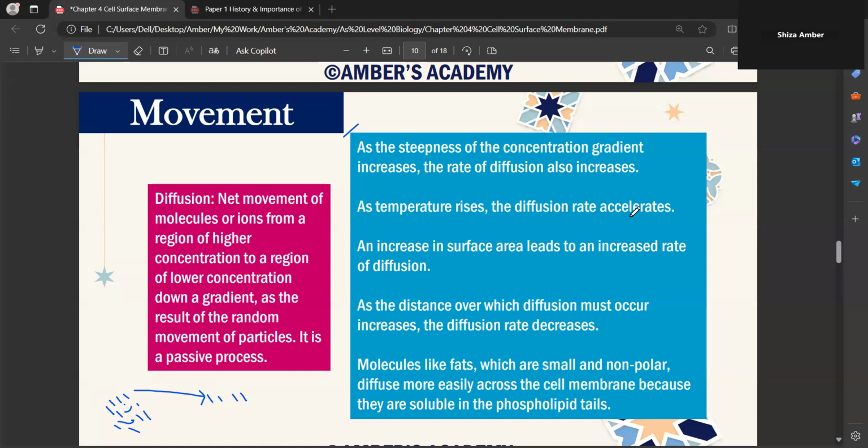Number two, as the temperature rises, the diffusion rate accelerates, and as there is an increase in surface area, it will also increase the rate of diffusion. I'm just skimming it over because we have already studied the entire concept of diffusion in O levels. And as the distance over which diffusion must occur increases, the diffusion rate will decrease. This is very obvious: if the distance for diffusion is more, then diffusion will occur at a decreased rate. Then again, molecules like fat, which are small and non-polar, diffuse more easily across the cell membrane because they are soluble in phospholipid tails.